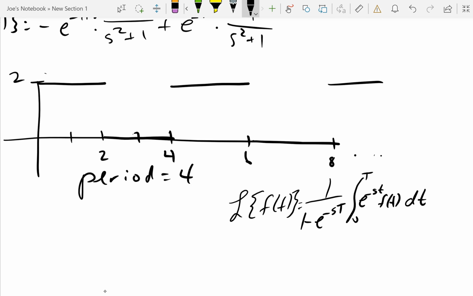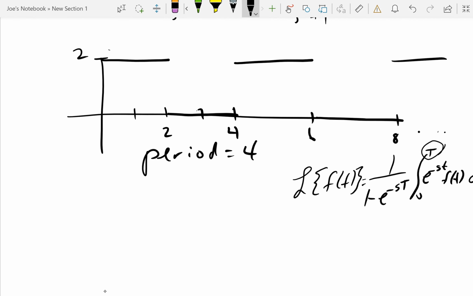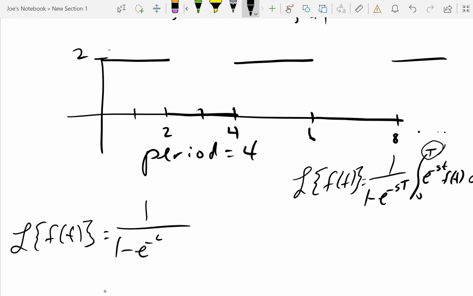This is the theorem that we're using for periodic functions. So capital T here again is your period. You're going to actually have to compute the integral here, but this one won't be too bad since we've got just a constant times the function in this case. So for us, the Laplace transform will be 1 over 1 minus e to the negative 4s, again 4s because the period is 4, integral from 0 to 4 of e to the minus st f of t dt.